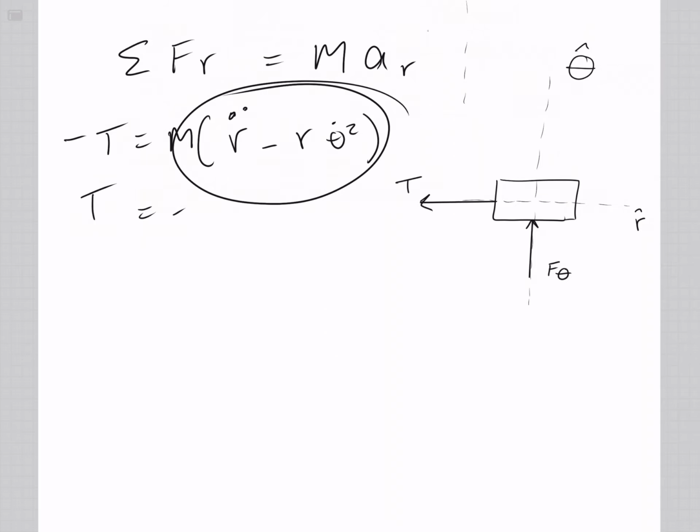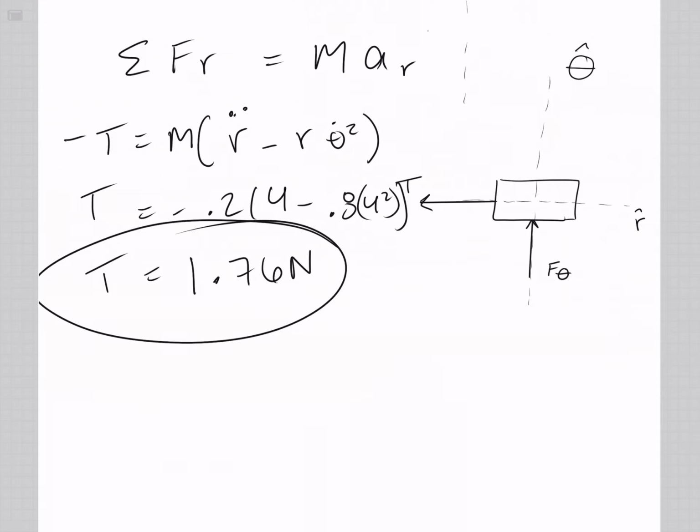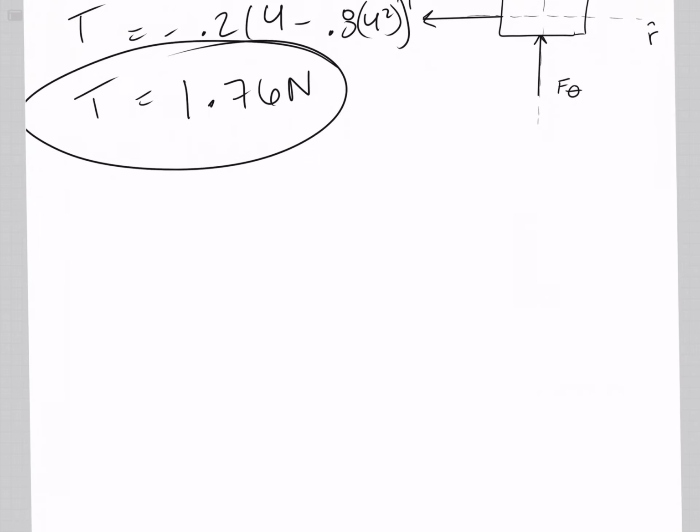We're given all kinds of information about the motion, so we can plug in and solve for T directly. And that is negative 0.2 times 4 minus 0.8 times 4 squared. Simplifying that, we find that the tension equals 1.76 newtons. So we've already solved for that first force here.